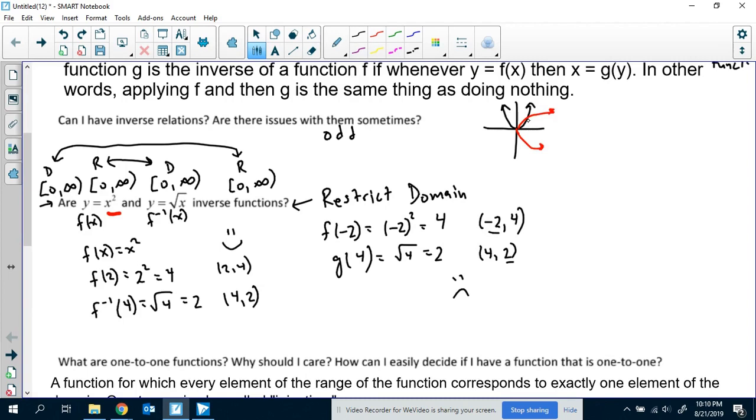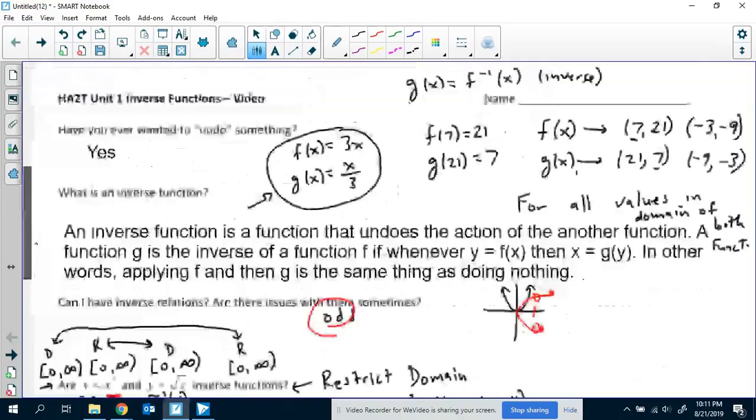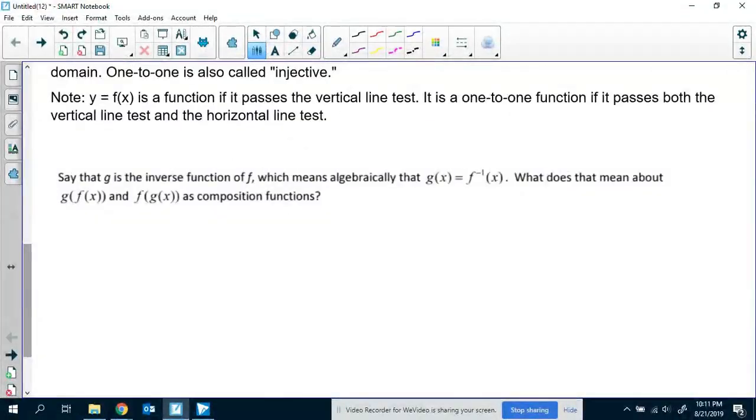But then you get in a tricky spot where you don't know which value is going to come out. Because in a relation, if I have an input of 3 here, I don't know if this value or this value is going to come out. So there are some issues with them.